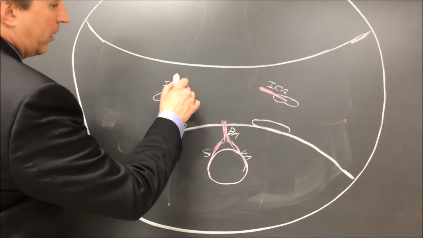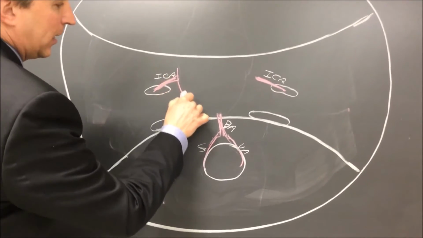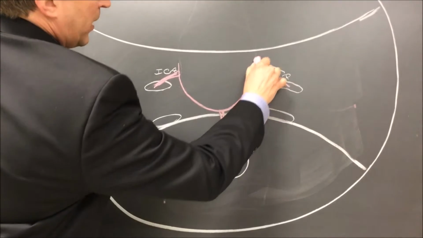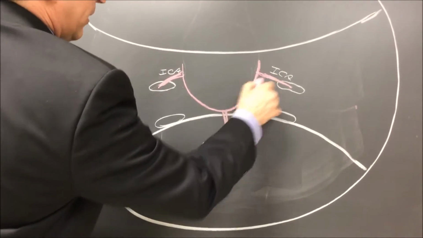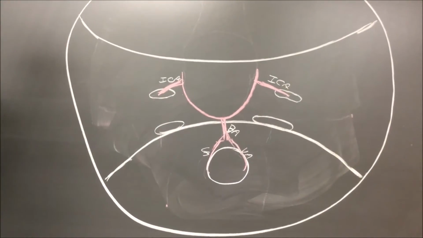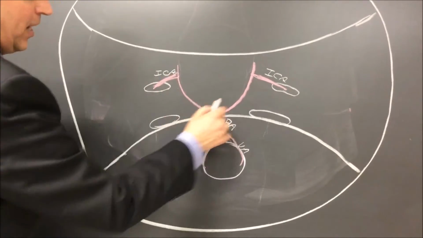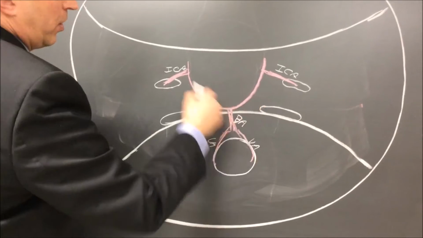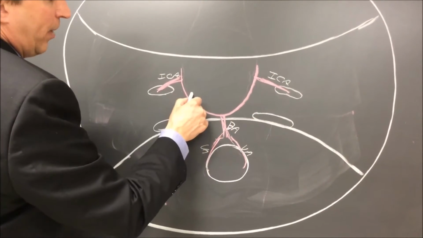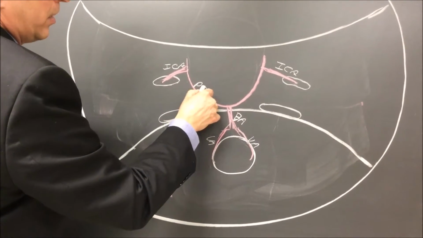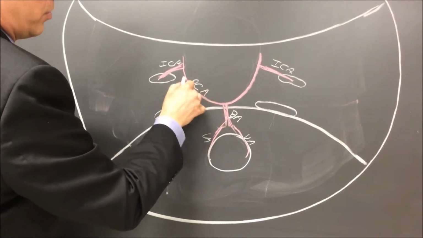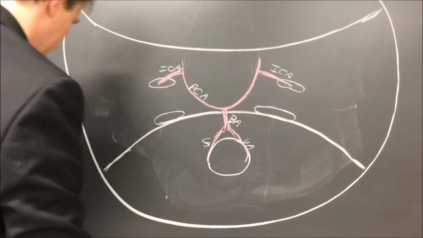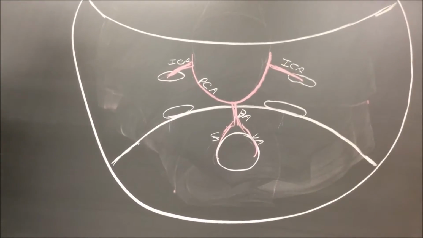We have a vessel connecting. So we're going to make a U here, and these connect or communicate the right and left so that when blood comes in, it will be able to go to either side in case there's a clot or something wrong. Blood can flow, and we're going to see it eventually flow all the way around. This is called the posterior communicating artery. Posterior communicating artery, communicating both sides posteriorly.